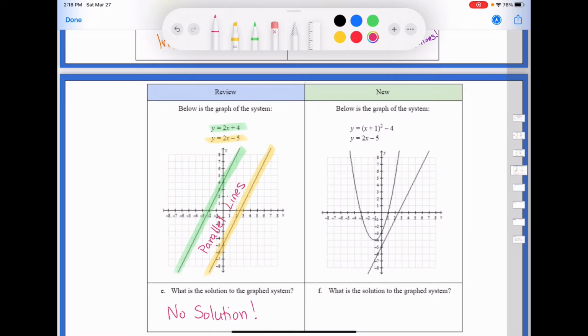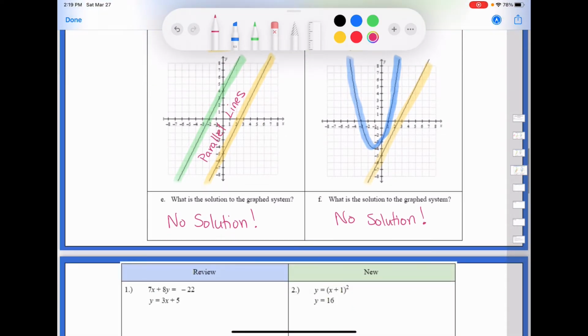Well, could that happen when I have a line and a parabola? Here's my line. Here's my parabola. I maybe have to be a little more careful when I highlight my parabola. But yeah, they're not touching anywhere, right? There's no points where they intersect. So we definitely could have no solution here too. Now we would not call those parallel because one's a parabola and one is a line. So they're not parallel, but they are still no solution.